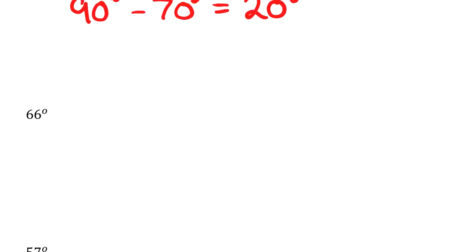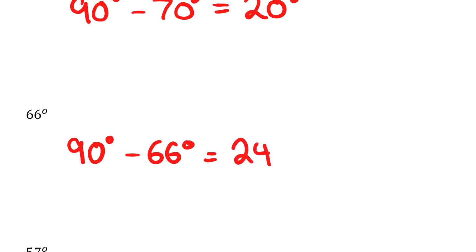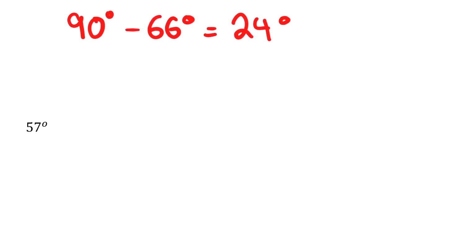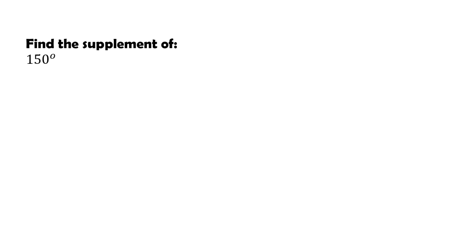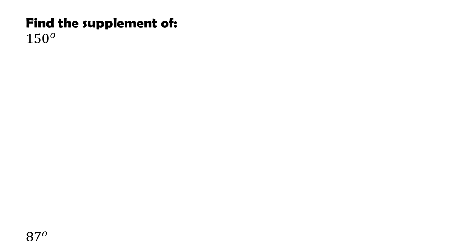So we can do that again. 90 degrees minus 66 degrees, and that gets me 24 degrees. So the complement of 66 is 24 degrees. Here we go, we'll do one more. 90 degrees, take away 57 is 33 degrees.